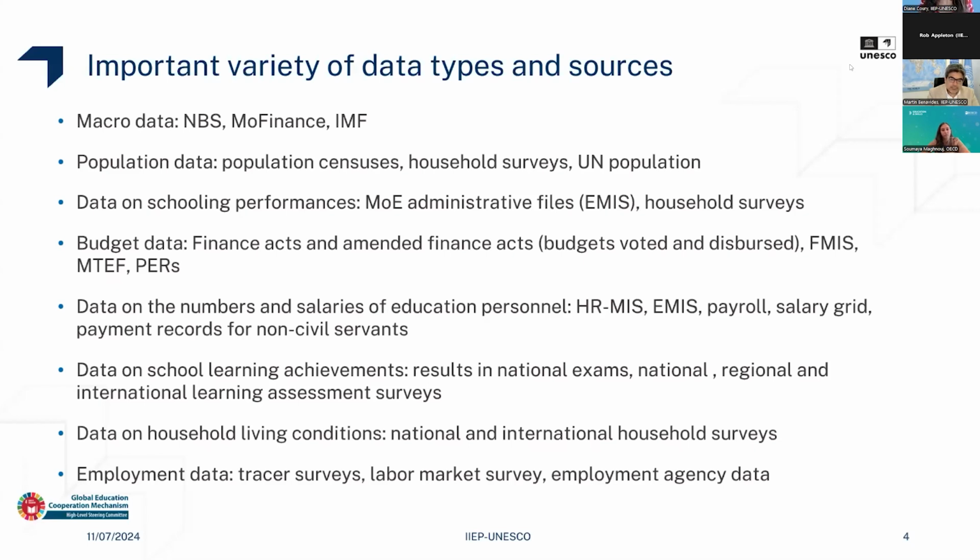For schooling performance, most of the time we rely on AMIS or the school census, but sometimes we also rely on household surveys to complement certain analyses. For instance, when you want to look at participation by level of wealth, you will not use the AMIS information, which cannot capture that type of information, but you will use household survey data.